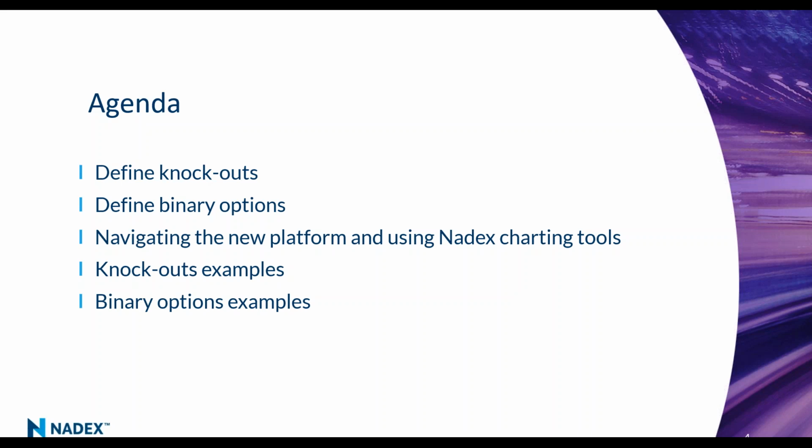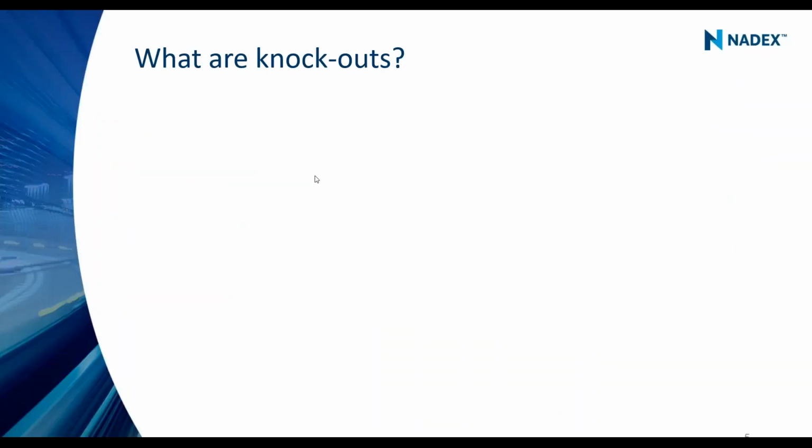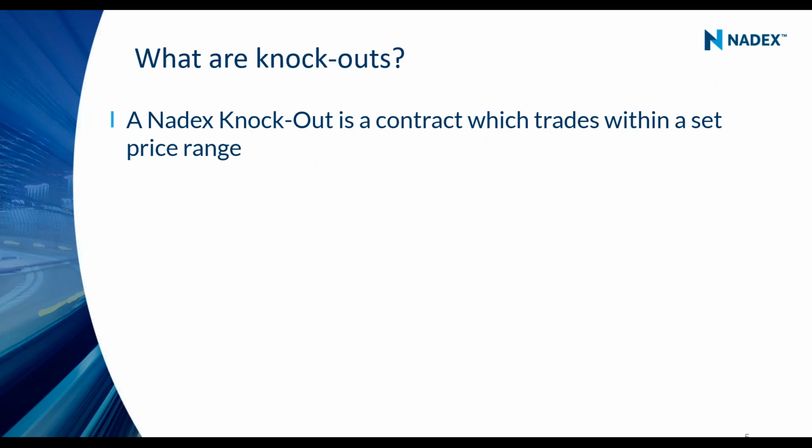Okay, so let's go ahead and define knockouts. What are knockouts? If it's a term you've never heard of before, a knockout is a contract that has a specific price range around it. I'm just going to start there. A Nadex knockout is a contract that has a defined price range.